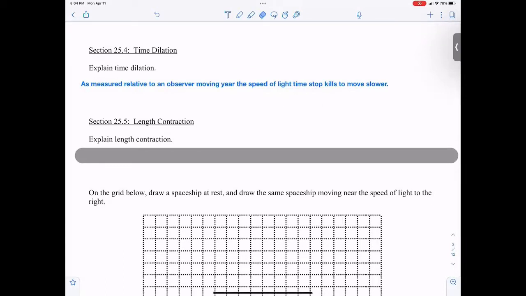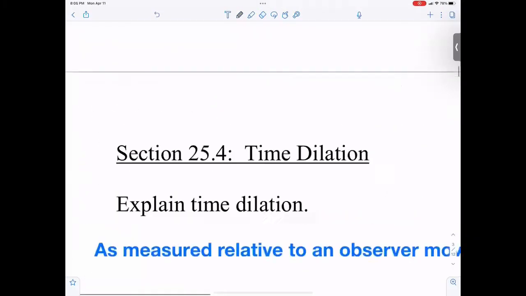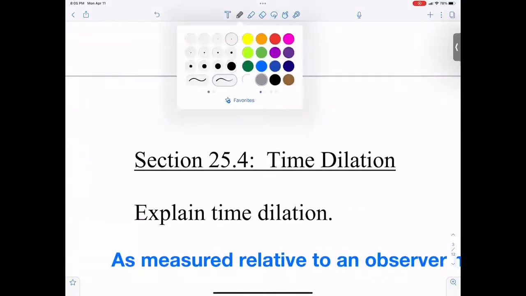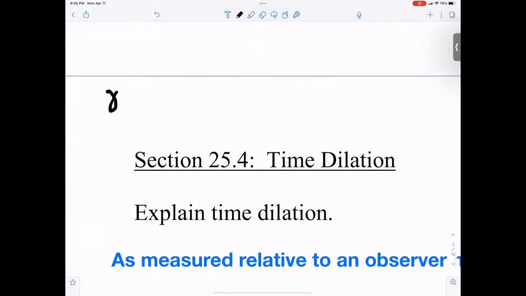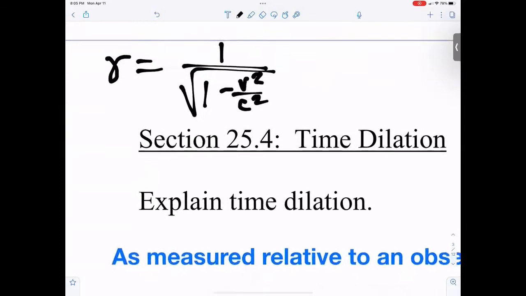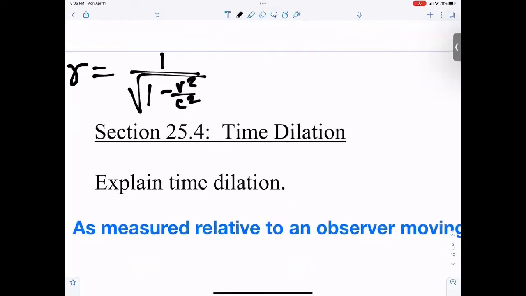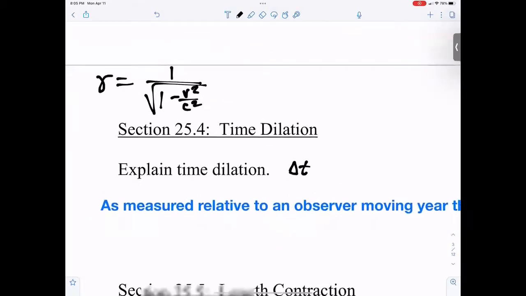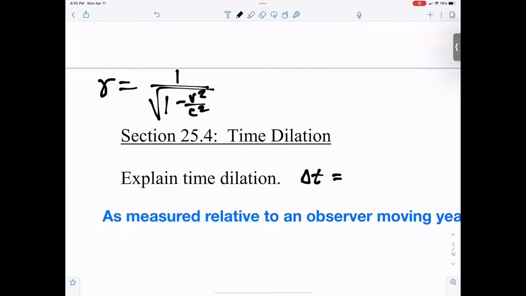Again, this is relative to a particular observer. So one thing we saw in the video is that we have a certain value called gamma. Gamma is 1 over the square root of 1 minus v squared over c squared, where c represents the speed of light. And so for time dilation, the delta t relative to an observer moving at near the speed of light is equal to gamma times delta t for an observer who's considered at rest.